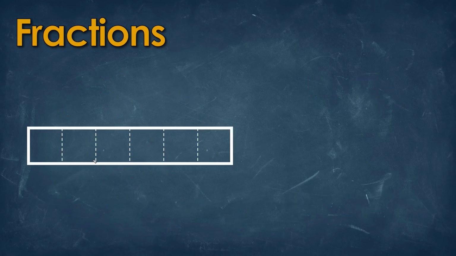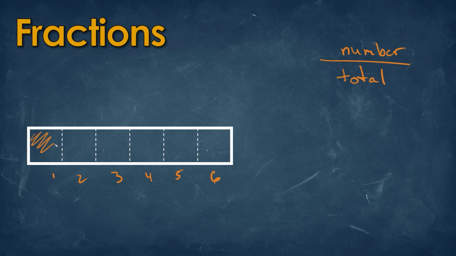Now let's take a look at this rectangle. Now remember, whenever we take a look at an object, it is the number of shaded regions on the top divided by the total amount on the bottom. So if we have this rectangle and we have 1, 2, 3, 4, 5, 6 different sections of it, if we shade in 2, what is going to be our fraction? Well, we know that the total, which is 6, goes on the bottom. And how many spots did we shade on the top? We shaded 1, 2. So our fraction will be 2/6.